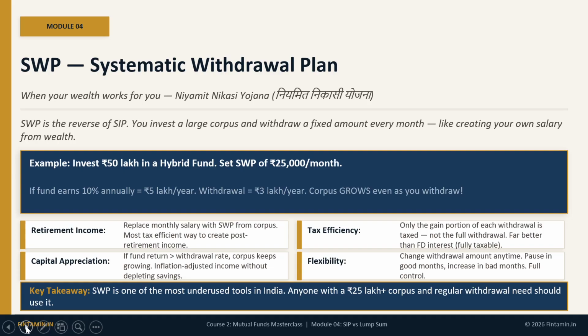And on the tax side, only the gain portion of each withdrawal is taxed, not the full withdrawal. Compare that to FD interest, which is 100% taxable at your slab rate. SWP is dramatically more tax efficient. For anyone approaching retirement or for anyone who has received a large inheritance or property sale proceeds, SWP from a mutual fund is the most intelligent way to generate monthly income.